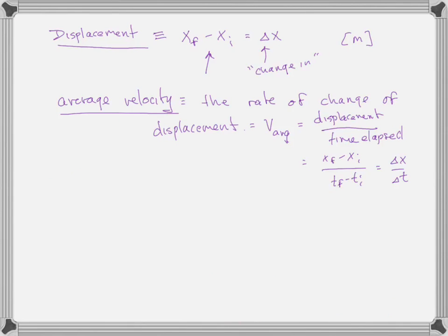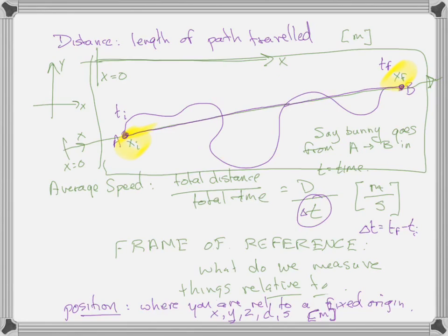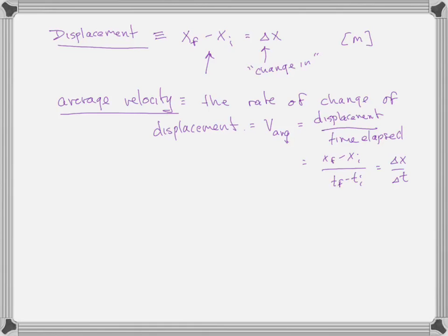So you will notice that the average speed is a different measure than the average velocity. Not only that, but the average speed is always a positive quantity, and the average velocity can be positive or negative depending on direction, depending on whether you're going along the positive x-axis, away from the origin, or towards the origin, or on the negative x-axis.